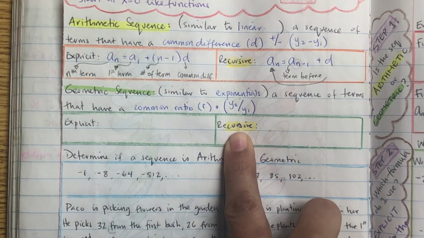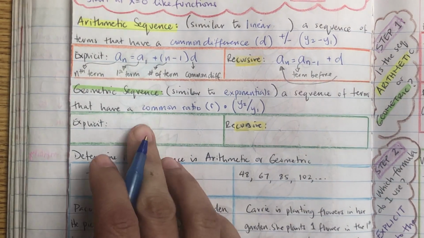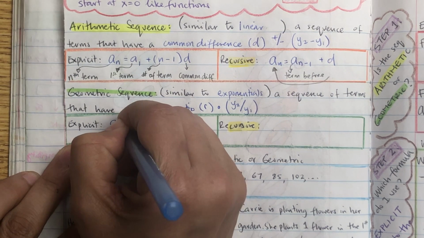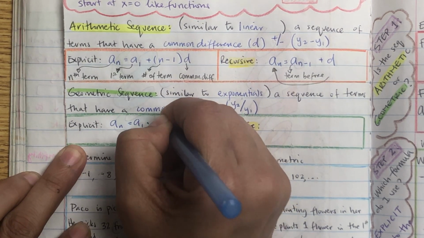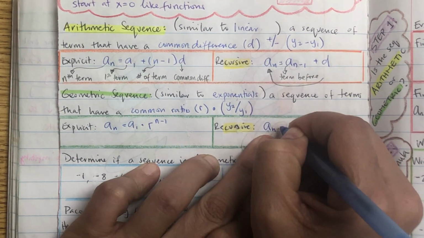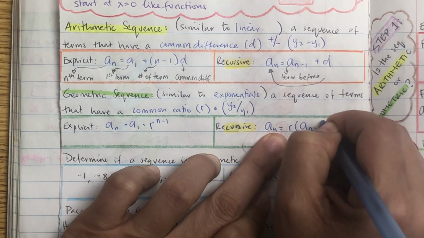Just like in arithmetic, you're going to have two types of formulas, explicit and recursive. Okay, so if you look at the formula sheet, you're going to go find geometric, and you're going to copy down recursive and explicit. And then we're going to go over how you use these formulas. So a sub n equals a1 times r raised to the n minus 1. The recursive one is a sub n equals r times a sub n minus 1.